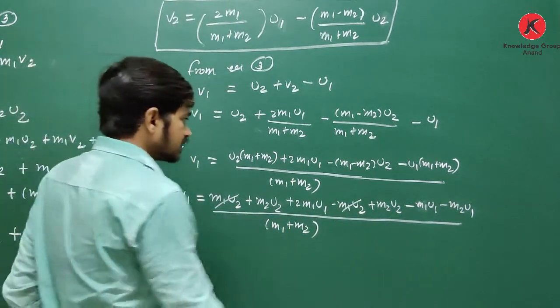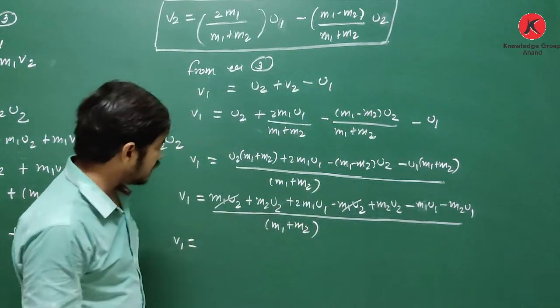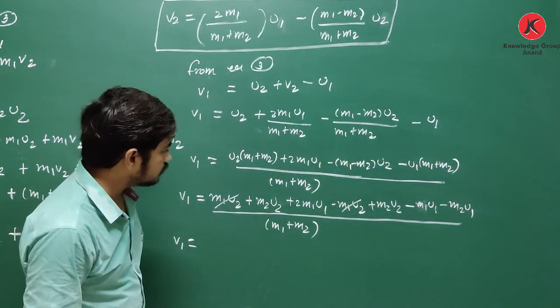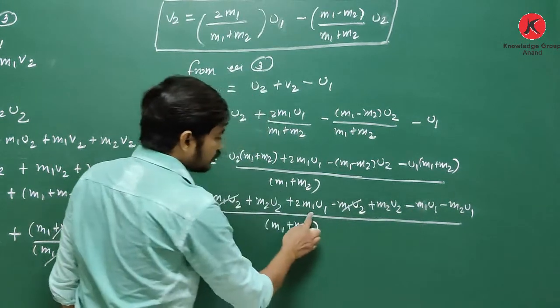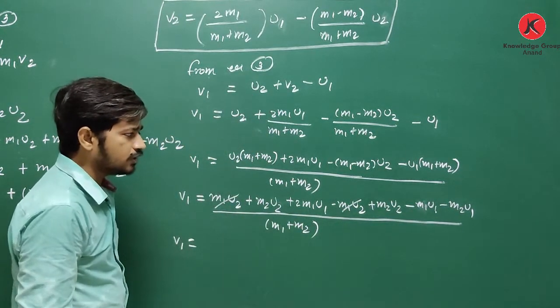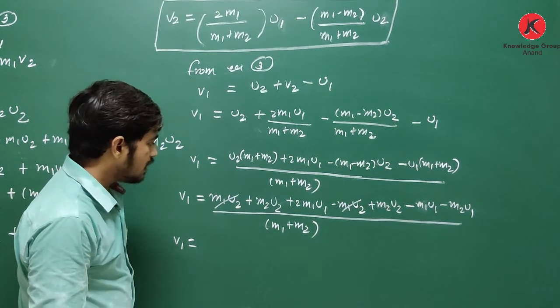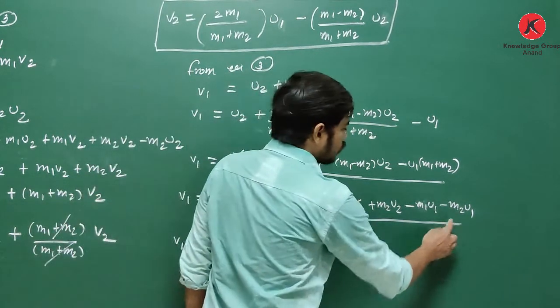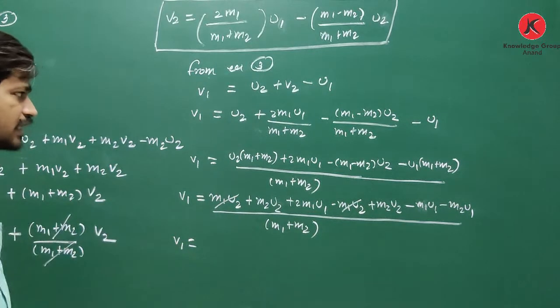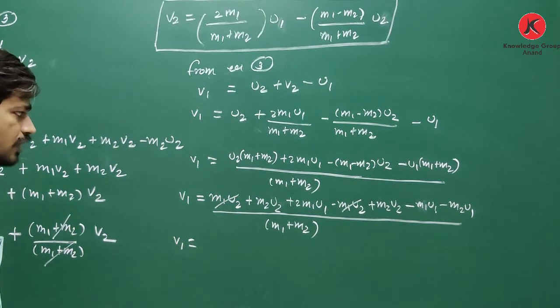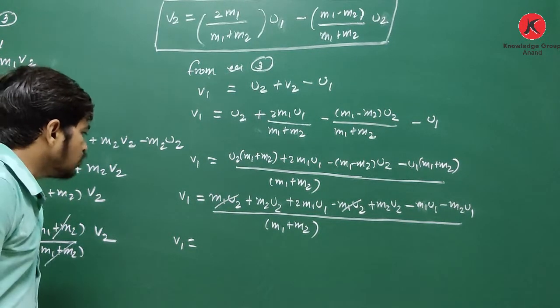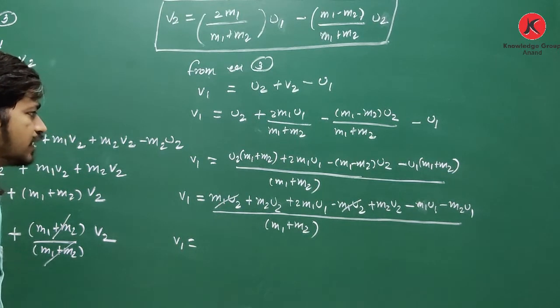Another term is minus M1 U1. So here it is minus M1 U1 and here it is 2 M1 U1. So we can cancel out this. Minus M2 U1, here it is only minus M2 U1. So yes, we can take that term as it is. Now, how to simplify these terms?